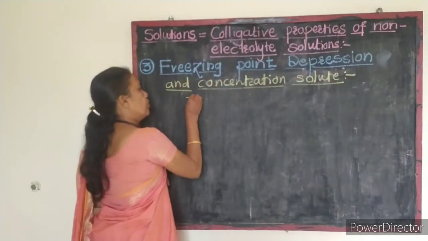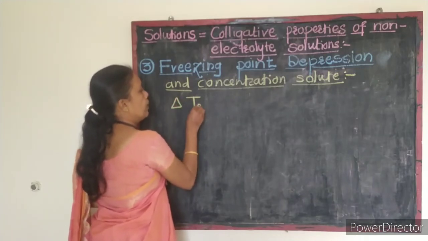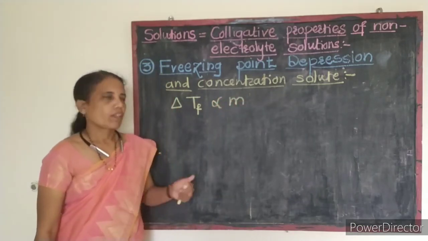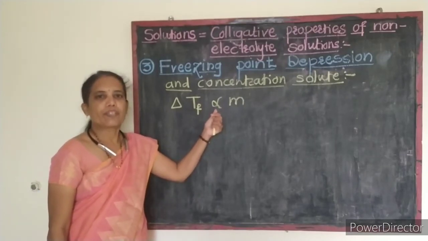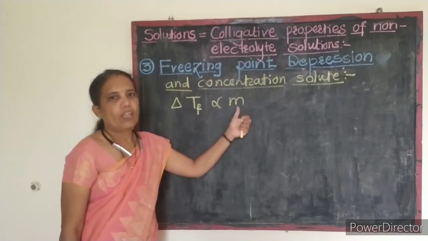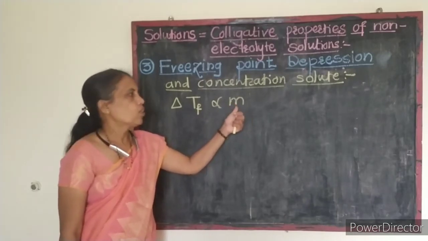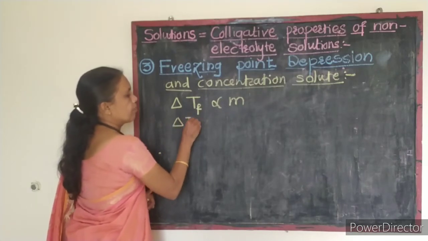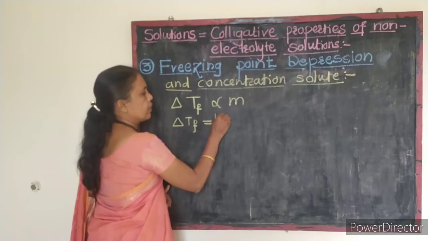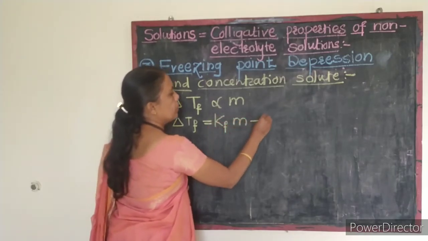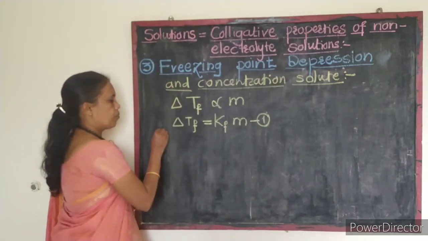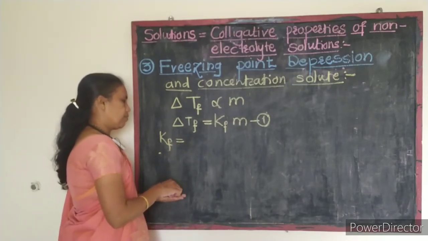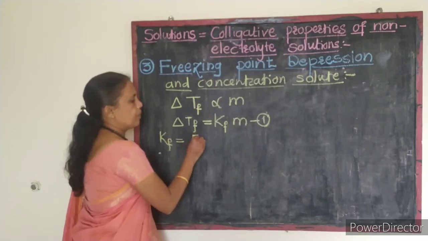We know depression in freezing point delta TF is proportional to again m. m is nothing but molarity. In last boiling point elevation video we discussed about molarity. Molarity is number of moles dissolved per kg of solvent. Here proportionality sign if removed we get equation like this. Okay, here suppose this is equation 1. Here ΔTF proportionality sign साठी जो आपण टाकलेला constant आहे it is also called as freezing point depression constant.